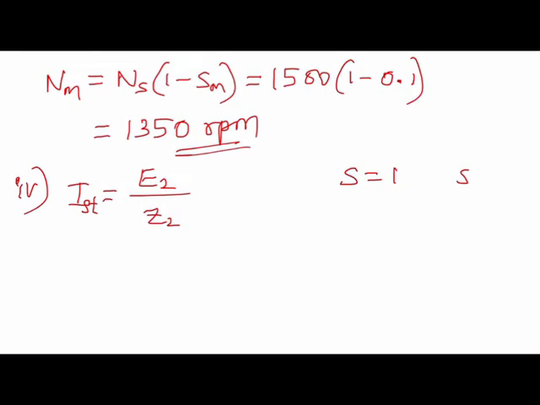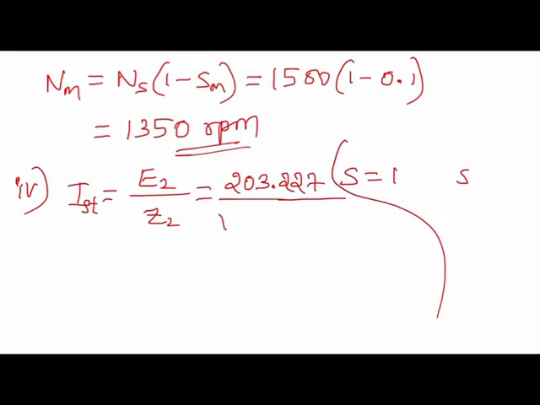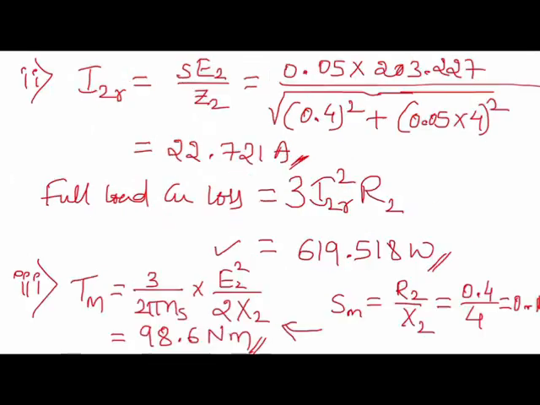This E2, we already know, is 203.227 divided by Z2. We need to consider the magnitude here. So Z2 without any slip is the square root of 0.4 squared plus 4 squared. Upon calculating, the starting current will be equal to 50.554 amperes. So this is the solution of the given problem.